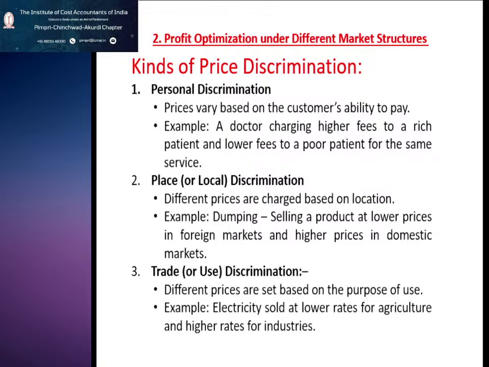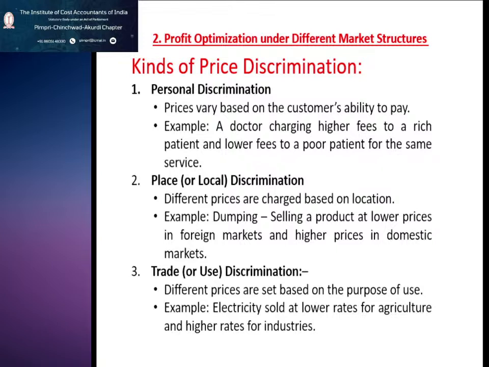The second kind of price discrimination could be place discrimination or local discrimination. Different prices are charged based on location. For example, dumping: selling a product at lower prices in foreign markets and higher prices in the domestic market. That's a classic example of dumping, which is called place or local discrimination.